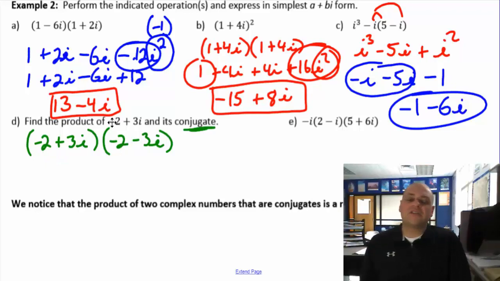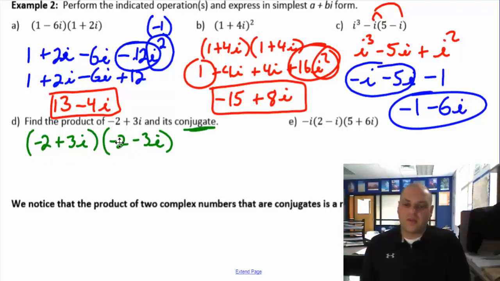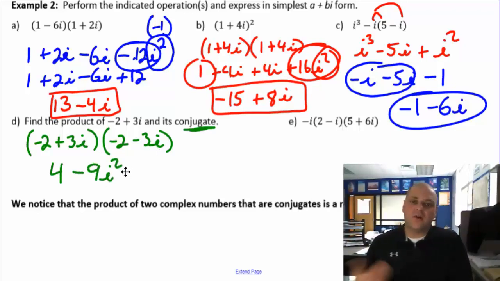All right, and we're doing conjugates. You don't have to do all 4 distributives. You only need to do the first term times the first term, and then the last term times the last term. So negative 2 times negative 2 is 4, and then 3i times negative 3i is negative 9i squared. Of course, that i squared is negative 1, it's kind of like a sign changer. So it's going to be 4 plus 9, which is 13.